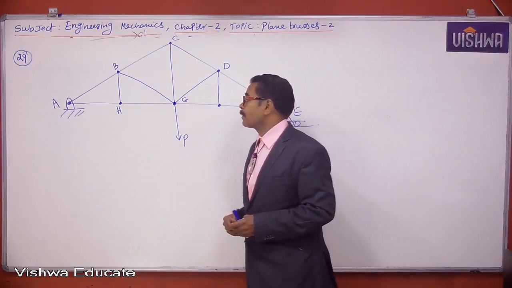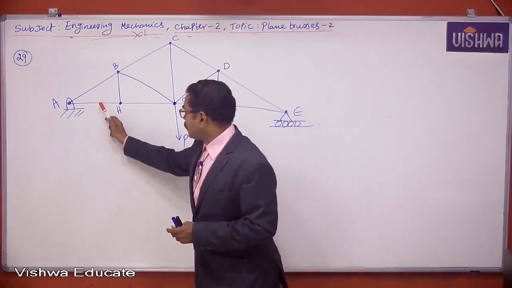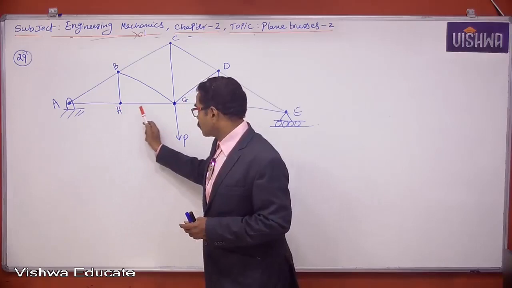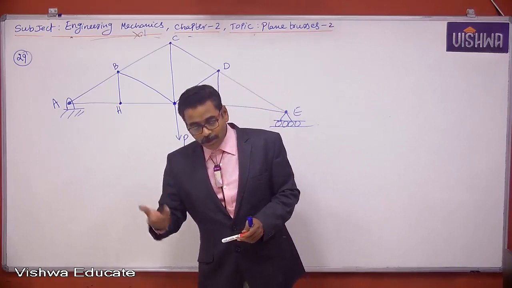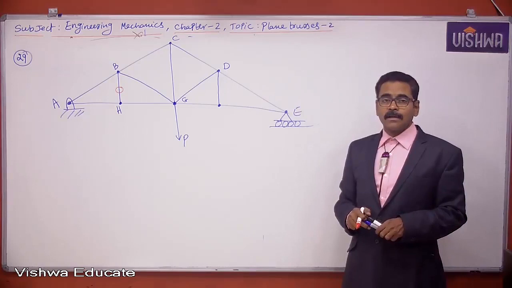The three members are joined at H without external load, and out of these three, two members are collinear. Member AH is collinear to member HG. Then the third non-collinear member doesn't carry any load. Out of three members, two are collinear, so the third non-collinear member carries zero load.